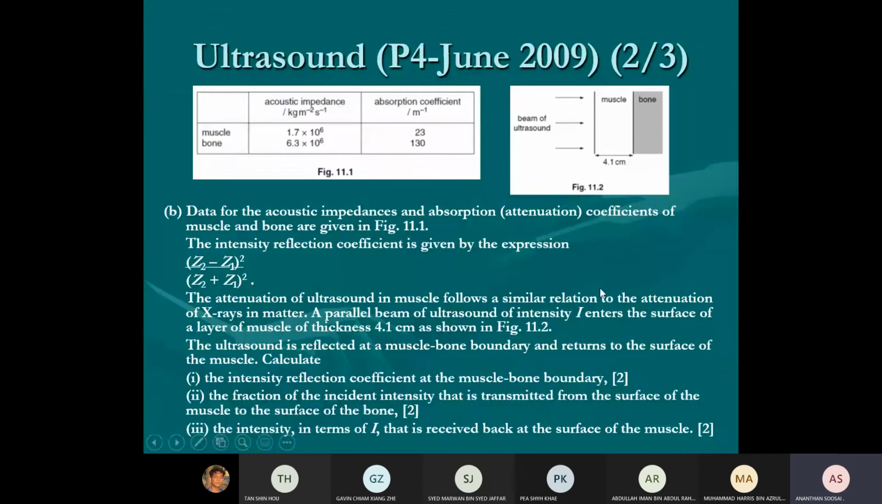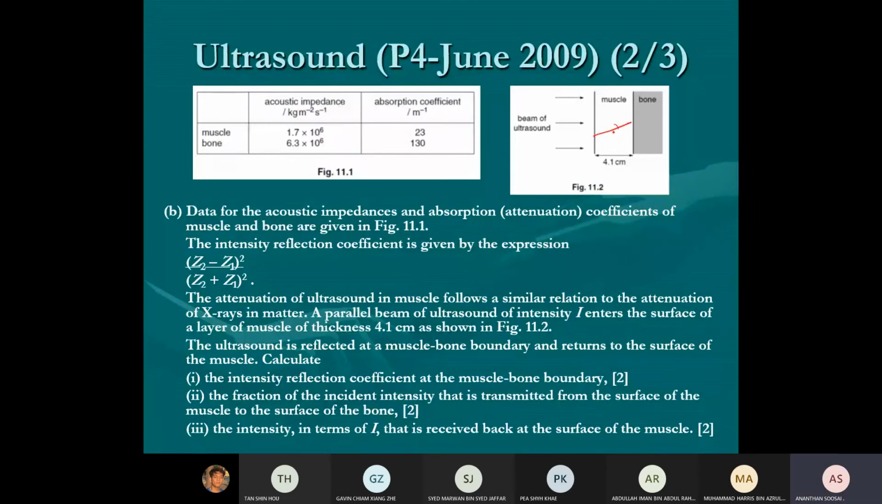Then the ultrasound is reflected at the muscle-bone boundary and returns to the surface of the muscle. Okay, so muscle to bone, then bone to muscle back. How many times absorb? Twice absorb, right? The same story just now, right?